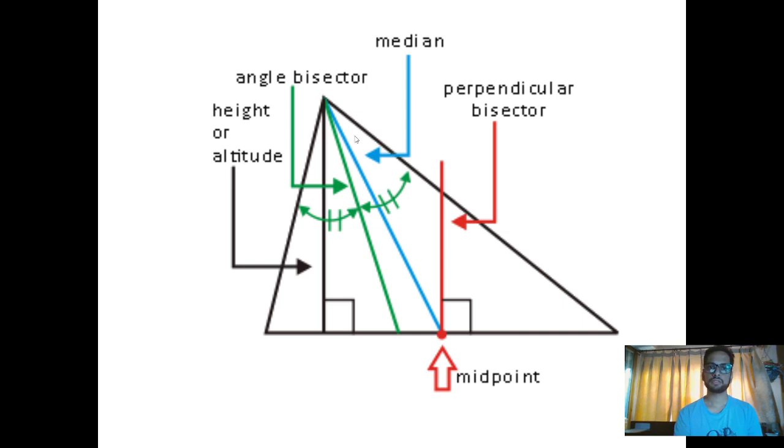Okay, so we will continue with the angle bisector. What is an angle bisector? Now we will focus on the green part, only on the green part. So the angle bisector is this: if we see this angle, the angle at this vertex, and we divide this angle into two by this green line, and this green line goes to the opposite side, then it forms an angle bisector. Got it?